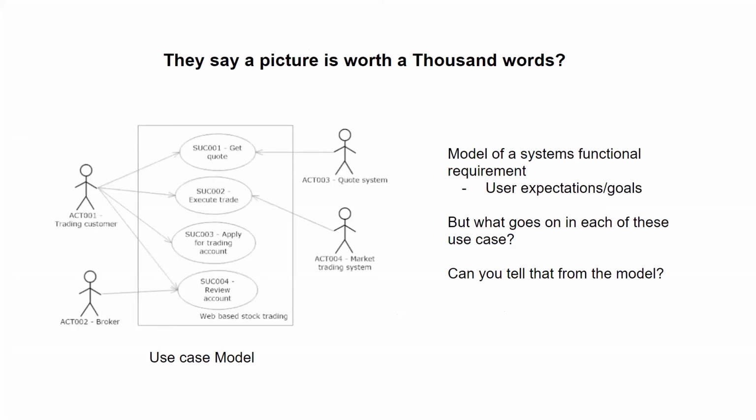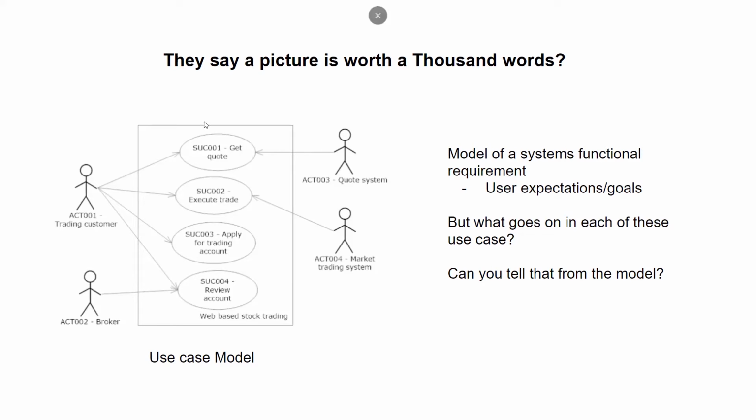First of all, as a brief introduction, they say that a picture is worth 1,000 words. So what we have here is a picture, and to be more precise, it's a use case model. It's basically a model of system functions or requirements. If I'm a user using a system, the use case model describes what the user will do, what the user can do, and all those things.